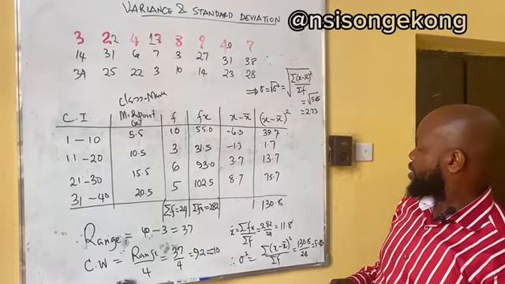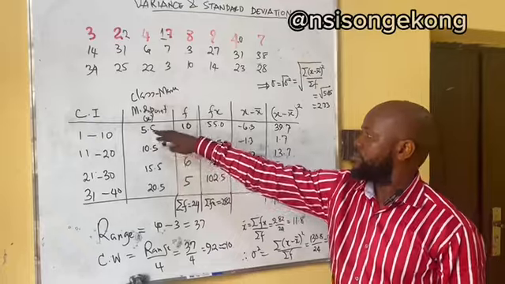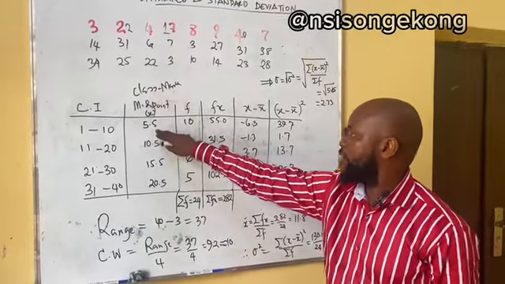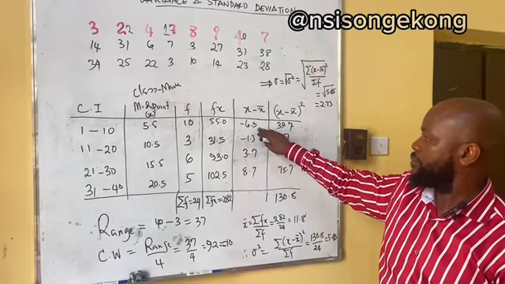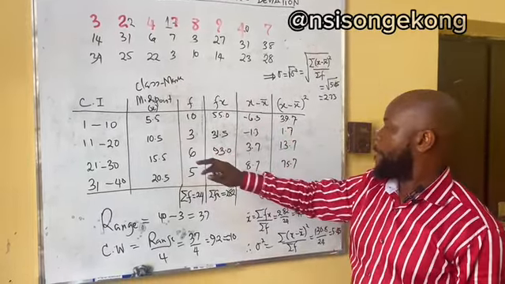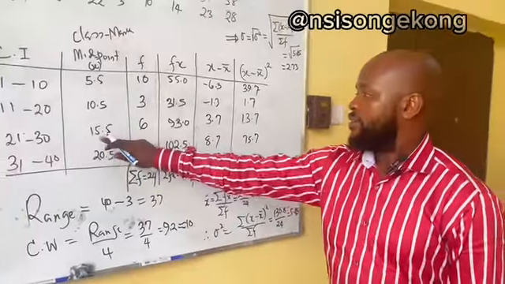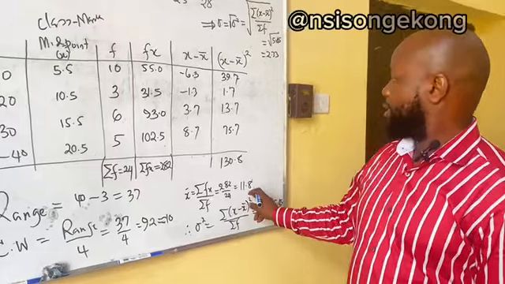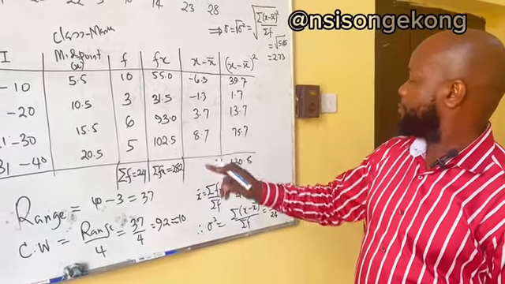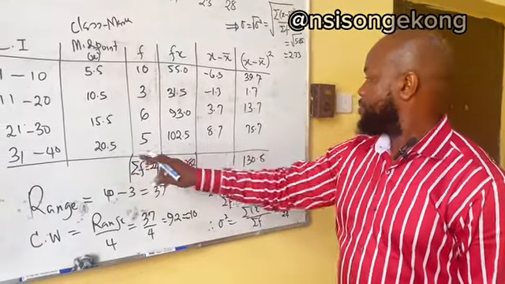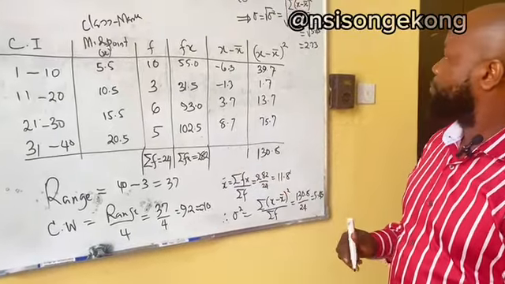The mean of 11.8 now will help us to obtain this column, x minus x bar. We simply subtract 11.8, which is x bar, from each of these x values. So that will be 5.5 minus 11.8, which gives us minus 6.3. 10.5 minus 11.8 will give us minus 1.3. 15.5 minus 11.8 will give us 3.7. 20.5 minus 11.8 will give you 8.7.